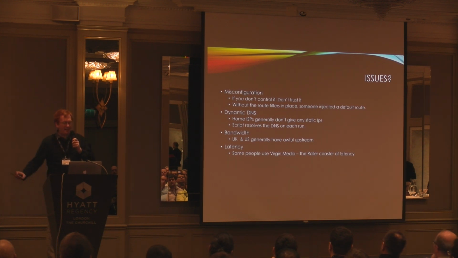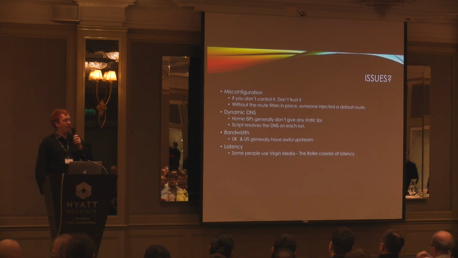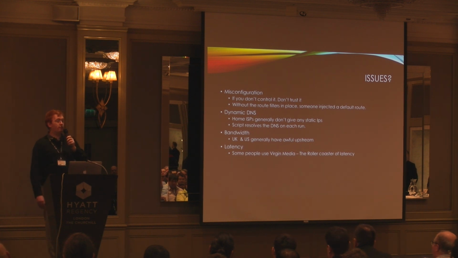Dynamic DNS, as I've said, basically home ISPs mostly don't give static IPs. I think PlusNet's probably the only one left in the UK now that does. You could argue that Virgin are static, because I think in 3 years I've had one IP, but they're not officially. Other issues that we've got is, for some reason, UK and the US are terrible at providing upstream bandwidth for end users. I think the majority of people are on sub 10 megabit worth of upstream, which is a bit of a pain. We don't really have any way at the moment of steering traffic around bad upstreams, really.